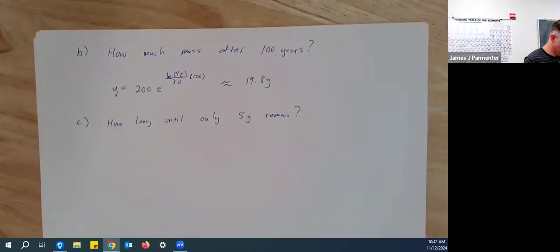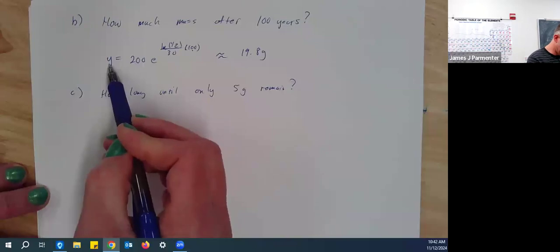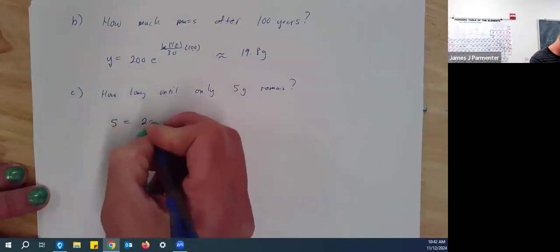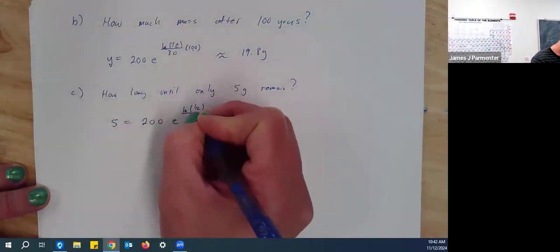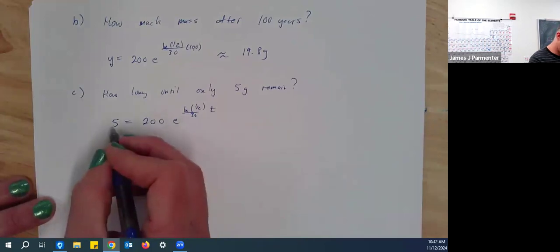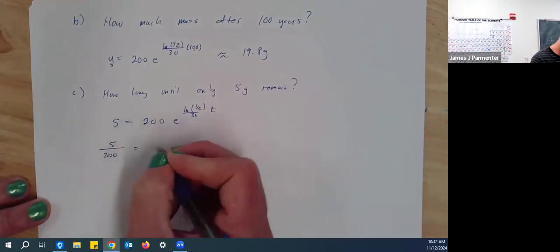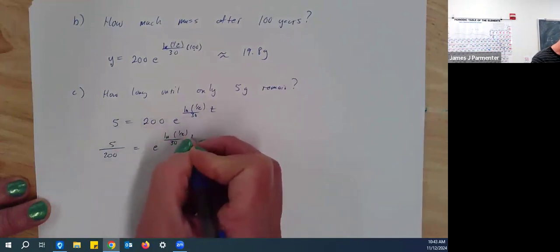So this is the other version where instead of setting time equal to something, you're going to set the amount equal to something and solve for time. So we're just going to set 5 equal to 200 e to the natural log of 1/2 over 30 times t, and then solve for t, much like we solved for k. So divide both sides by 200. You get 5 over 200, which should reduce, equal to e to the natural log of 1/2 over 30 times t.